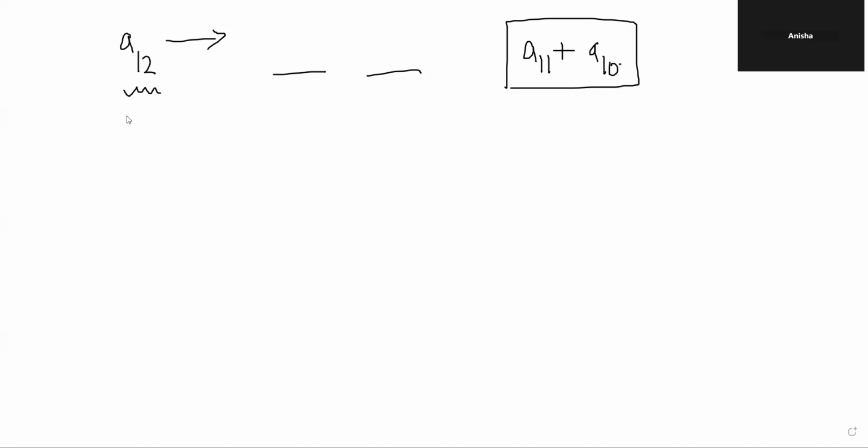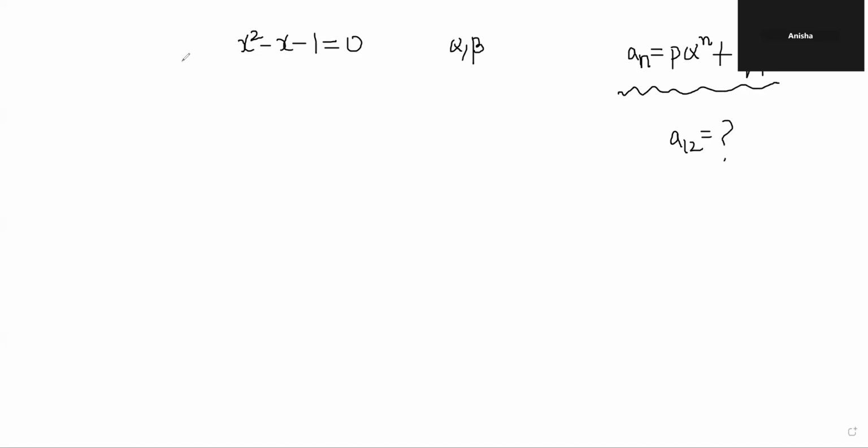So the previous question was about P and Q, right? Right. Yes. And the equation was the same equation, x square minus x minus 1 is 0. Alpha, beta were the roots. And an was defined as p alpha power n plus q beta power n, right? Right. And you are asked A12. So we need to get a sort of pattern here. So what you should do here is, this is a standard method, okay? So this method you should be aware of.